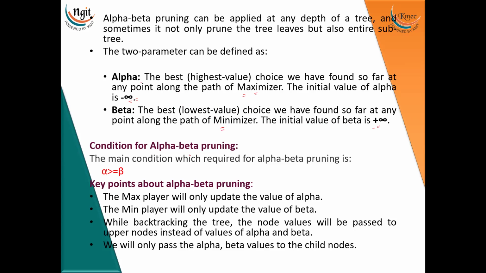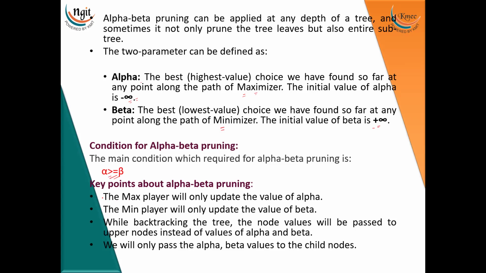And the main condition required for alpha beta pruning is that alpha should always be greater than or equal to beta. So whenever we want to prune at some point of time, we should have the condition that alpha is greater than or equal to beta. And let us see some of the key points about this alpha beta pruning.